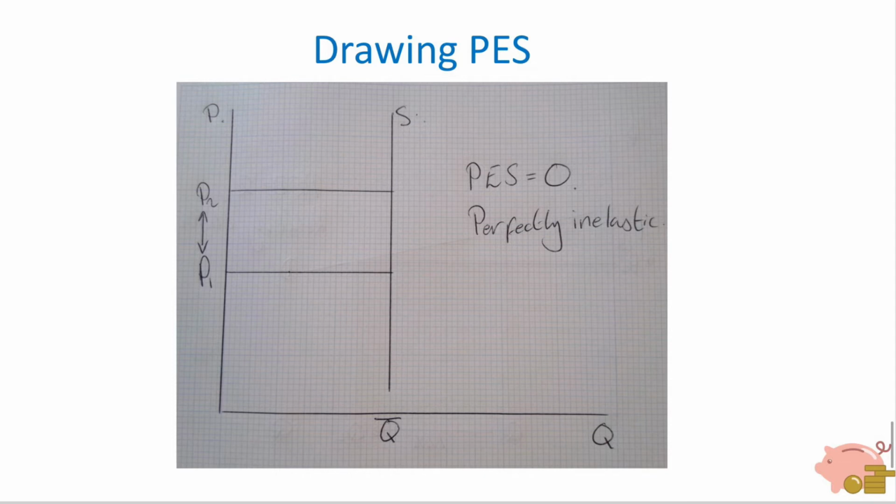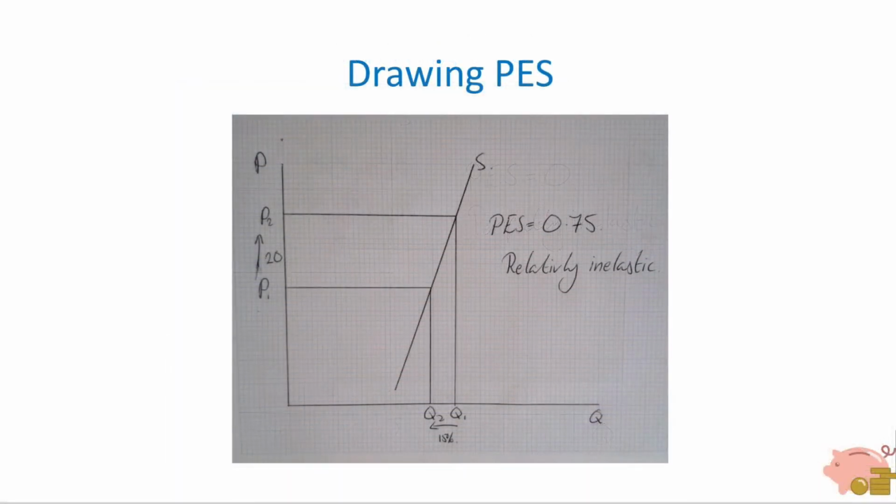Again, it's vertical, so the price can change, but the quantity supplied in this case will stay the same at Q. Relatively inelastic supply is very steeply upward sloping, so quite a large change in the price will lead to just a very small change in the quantity supplied. It's inelastic.